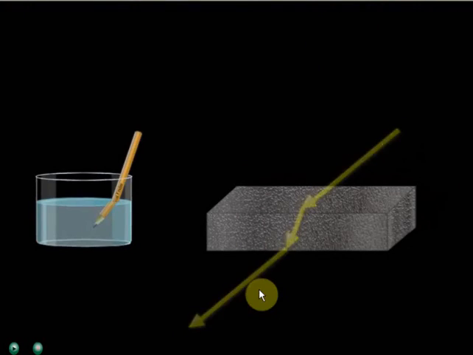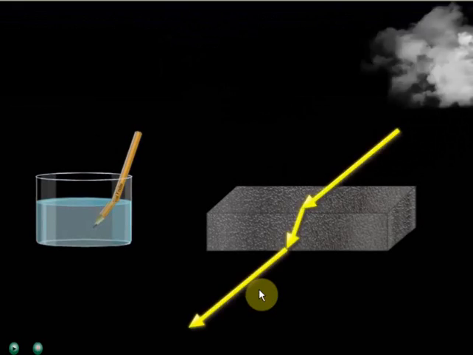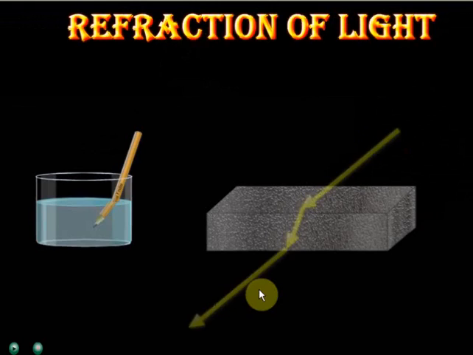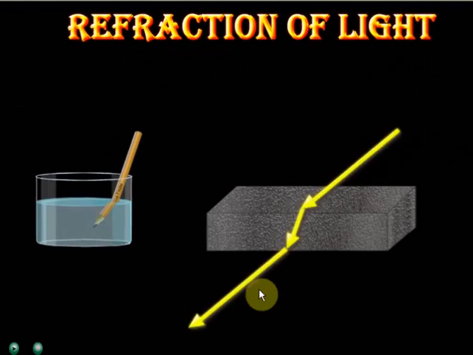Refraction is also the cause for the apparent bending of a pencil when it's placed in water. Why does the pencil appear bent? How does light travel through a glass slab? All this is what we will study in the chapter called Refraction of Light. What is refraction? Let's move on and understand more about it.